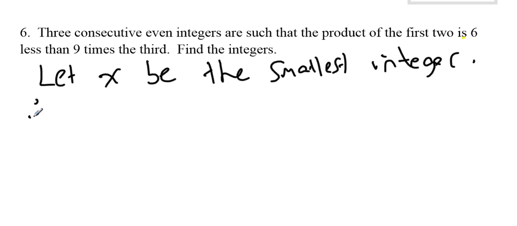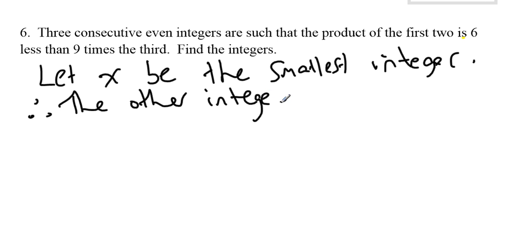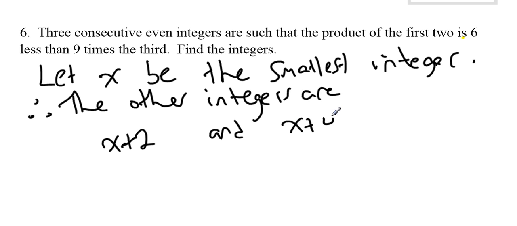And therefore, the other integers are x plus 2 and x plus 4. So we only have defined one variable. We're not defining an x and a y, or even worse, an x, y, and a z. We only have one variable, so we're only looking to create one equation.